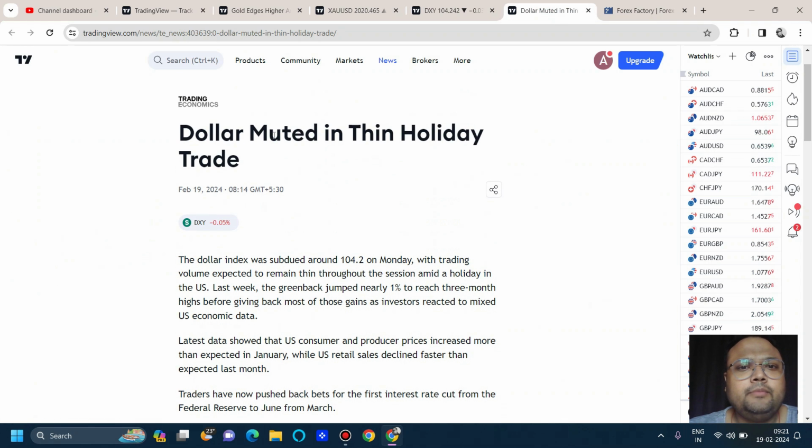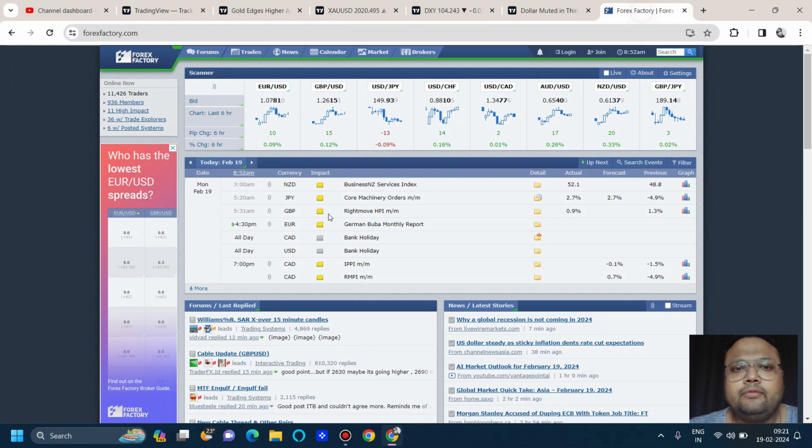And why is the dollar weak? You can see the dollar muted in thin holiday trade. So it's a holiday. If you look at the economic calendar, you can see there's a bank holiday in the US, so we can expect that the dollar may not be very crazy today. But still, it's a market full of surprises.